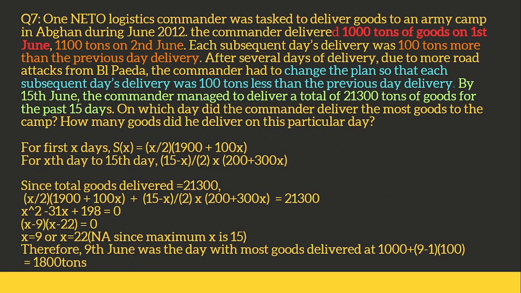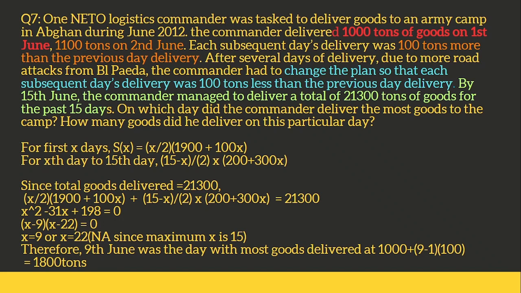Then, since we have that, the total number of goods delivered is 21,300. We're going to take the first x days, then x days to the 15th day. Those two sums together equal 21,300. You solve for that, you get a quadratic equation. Simplify, you get x equal to 9 or 22. We cannot accept 22 because the maximum number of x is 15.